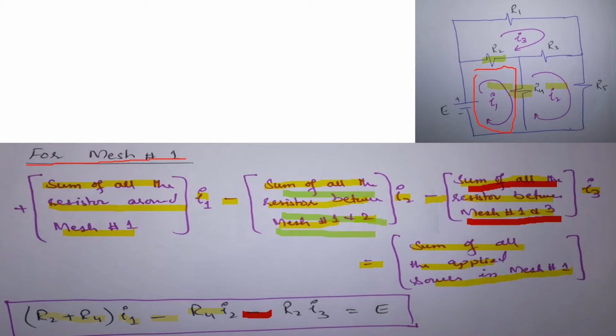From the figure we see that R2 is the common element between mesh 1 and mesh 3. So we write R2 into I3, which is equal to the sum of all the applied sources in mesh 1. We see that we have only one source present in mesh 1, so we can write here E as the only applied source in mesh 1. So this is basically the equation for mesh 1 for the given circuit.